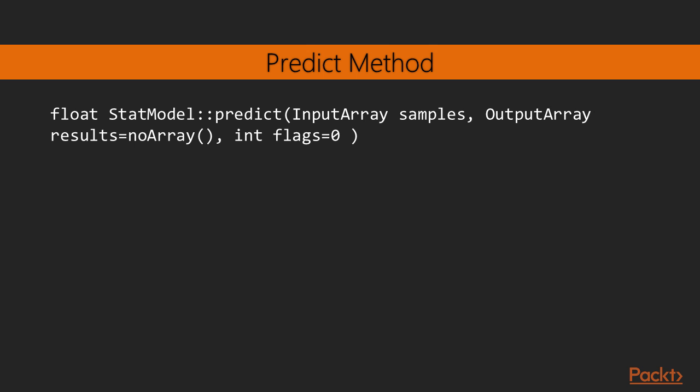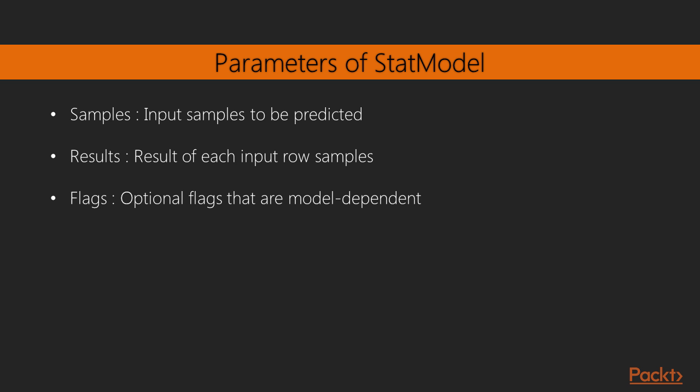The predict method is simpler and has only one call. It has these parameters. Samples: these are the input samples to be predicted. There can be only one or multiple data to be predicted. Results: this is the result of each input row sample, computed by the algorithm from the previously trained model. Flags: these are optional flags that are model dependent. Some models, such as Boost and SVM, recognize the StatModel RAW_OUTPUT flag, which makes the method return the raw results, the sum, and not the class label.